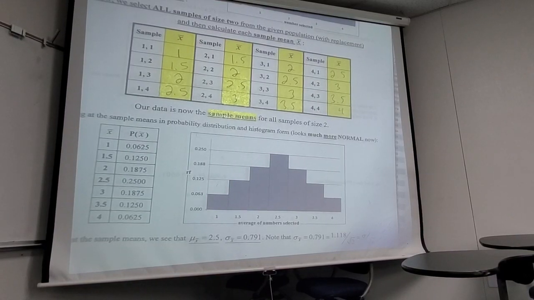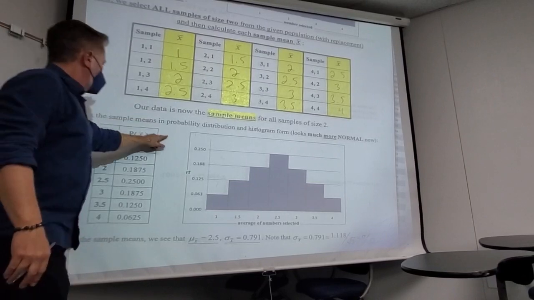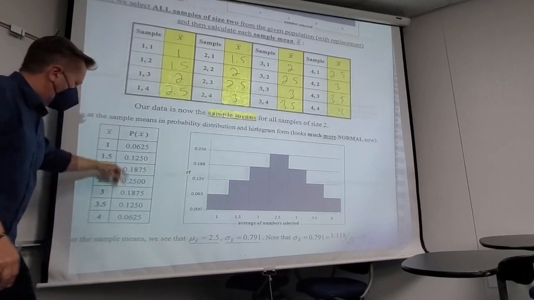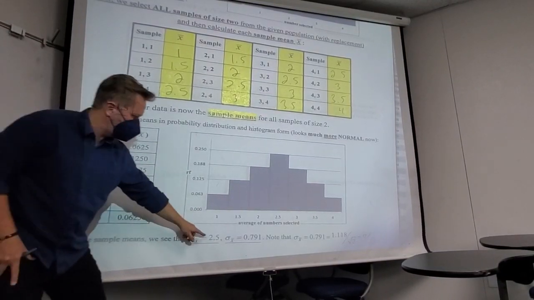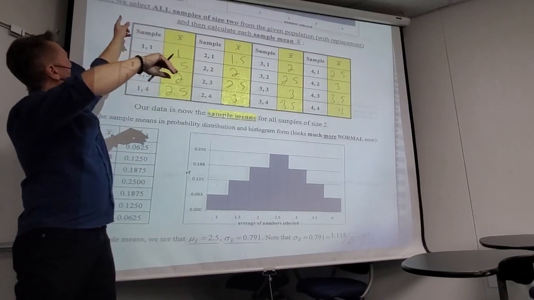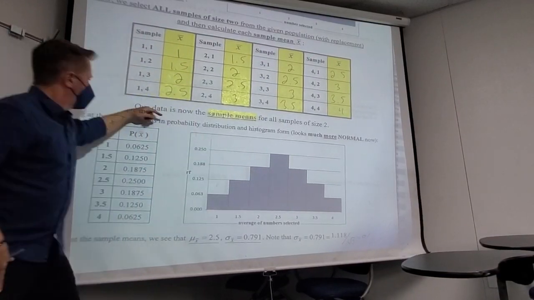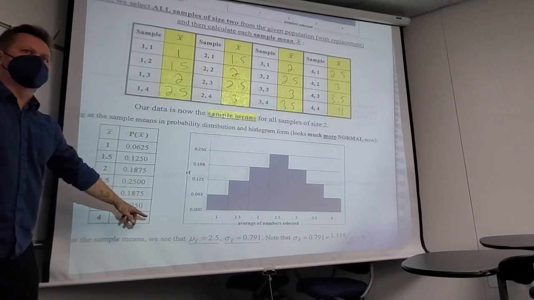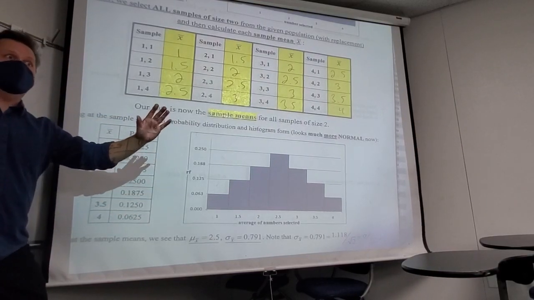So, if you do x p of x and x squared p of x and calculate the mean and the standard deviation, you get a mean of 2.5 still, same as it was before. But the standard deviation you get is 0.791. And you're like, oh my God, 0.791.